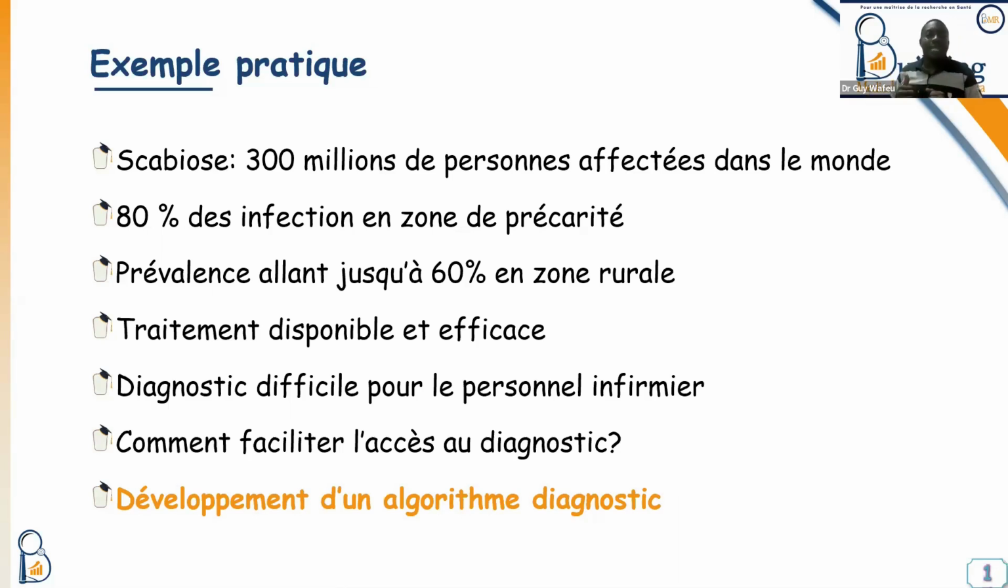So for this example, we can say that scabies is affecting more than 300 million people worldwide, with more than 80% living in poverty or in low resource environments. In such a way that in those kinds of environments, you can have up to 60% prevalence of scabies in some of those rural areas. While there is a treatment which is available, which is effective, which is normally affordable. So we are in a situation where you have a disease affecting so many people in an environment where you are able to have the treatment which is also effective.